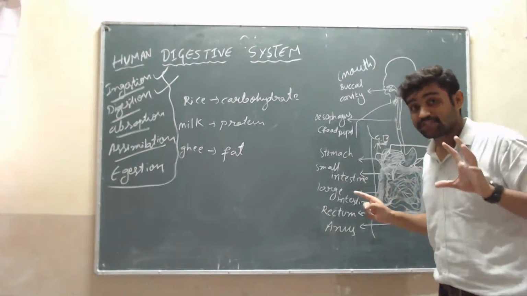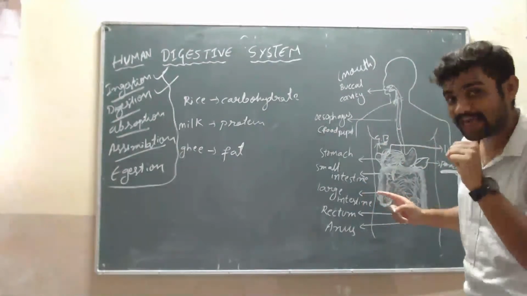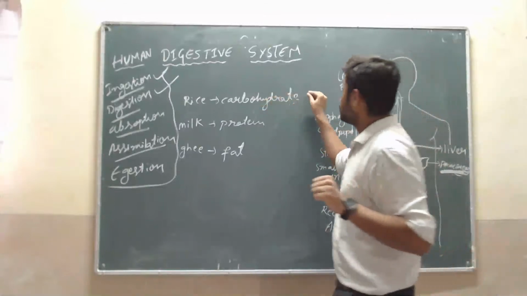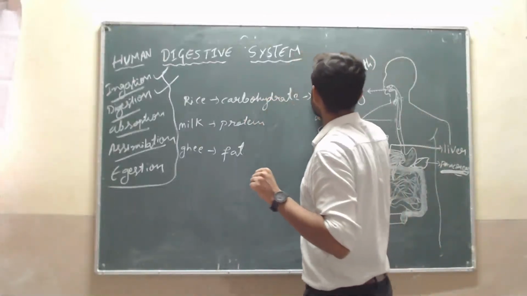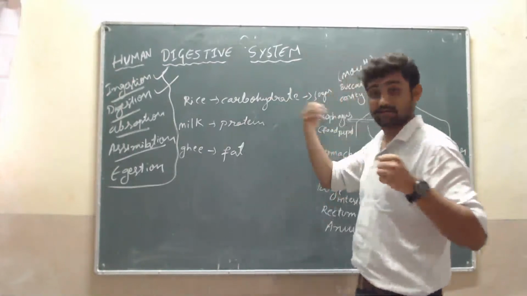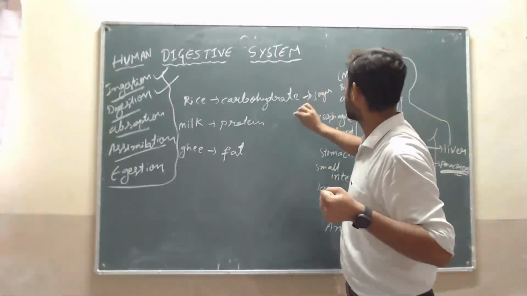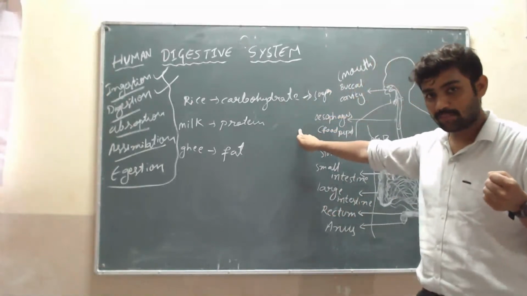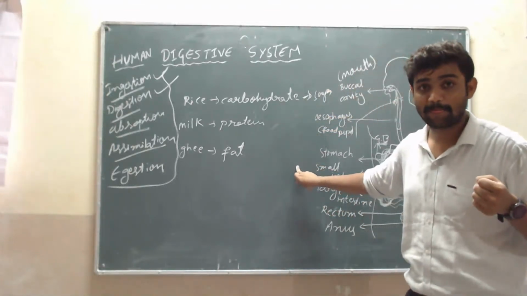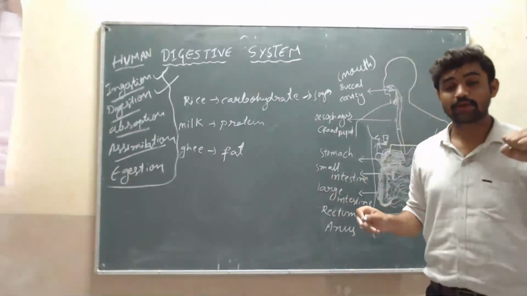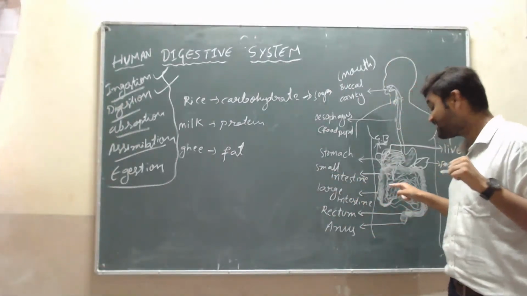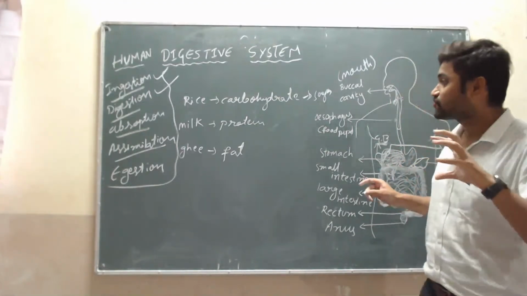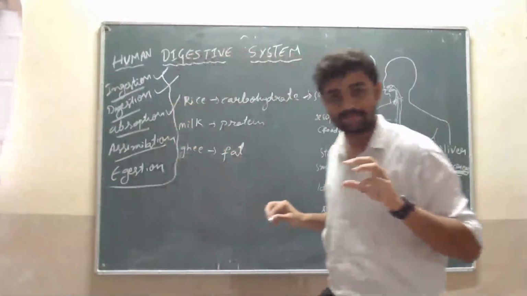Then the digested food is absorbed by the villi. That means carbohydrate is converted to sugar, protein is converted to amino acids, and fats are converted to fatty acids. Those are absorbed by the villi present in the small intestine. That is called absorption.